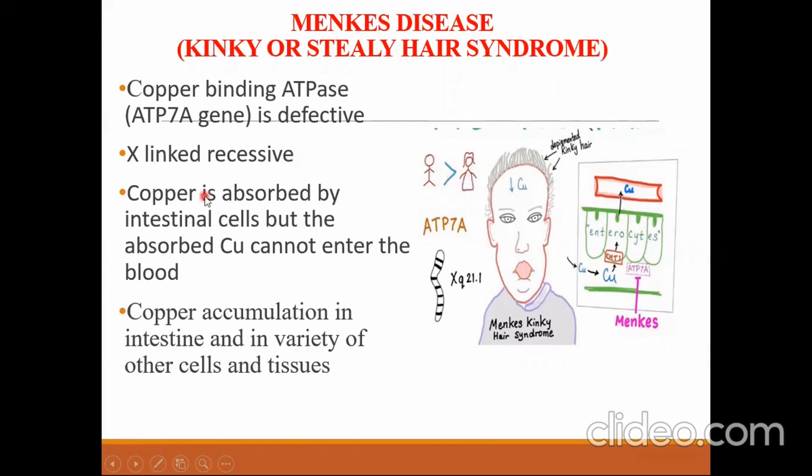So this protein is involved in the transport of the copper. That is, it exports the copper from the enterocytes to the portal circulation.